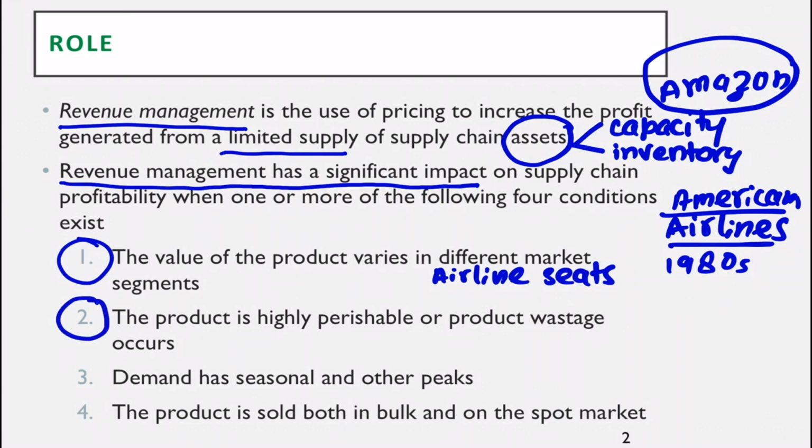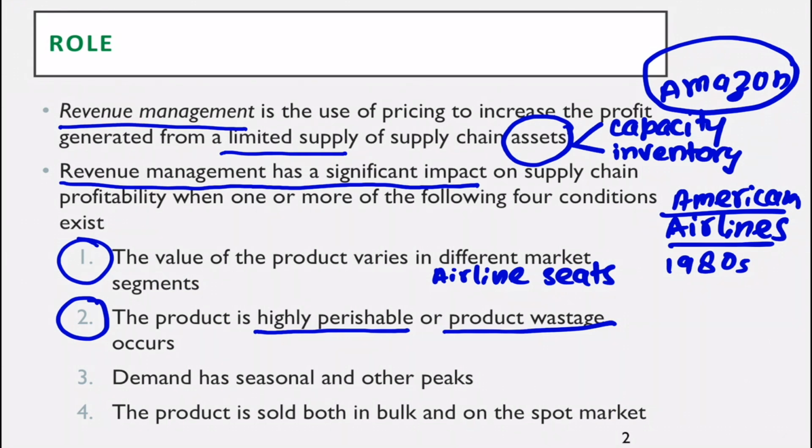The second condition is the product is highly perishable or product wastage occurs. One example of such a product is dresses that are related to seasons. So customers may be willing to pay a higher price at the beginning of the season. On the other hand, they may not be willing to pay a very high price towards the end of the season.